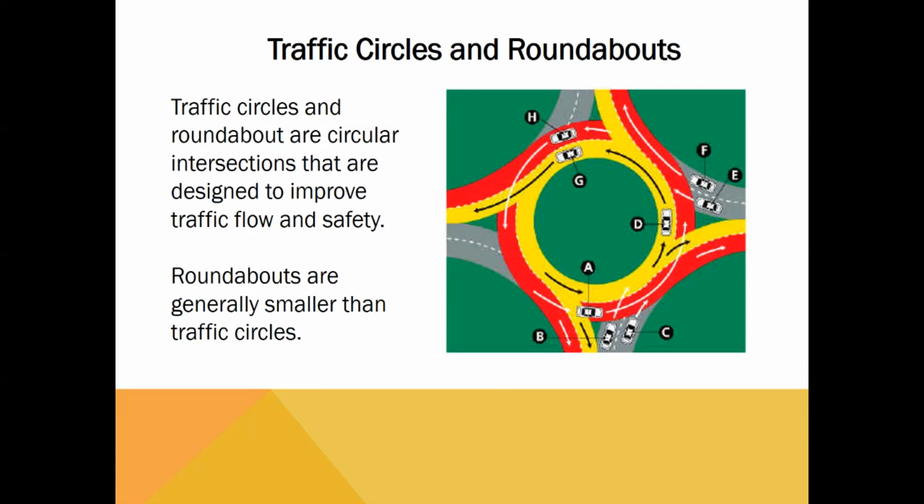So traffic circles and roundabouts are circular intersections. That's definitely a departure from what we've previously been talking about, where intersections are two roadways that cross over each other. This one you could have multiple roadways coming in. Some traffic circles can get up to 6 or 7 different roads, all intersecting into each other. And they are actually designed to improve traffic safety and flow.